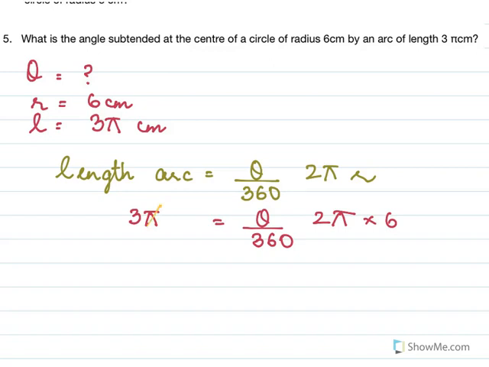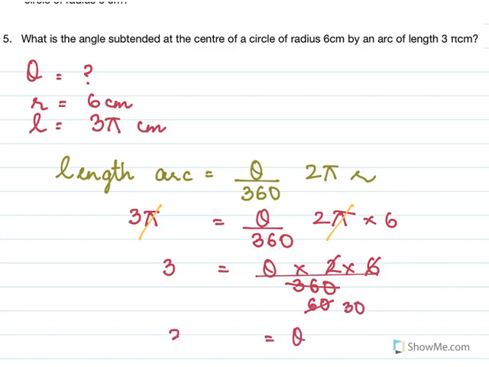We'll first cancel the pi and pi on either sides, and then we have now 3 equal to theta into 2 into 6 over 360. So this will cancel out into 60. This will again cancel out and become 30. So theta will be 30 into 3, and that is 90 equal to theta. So the angle theta equal to 90 degrees.